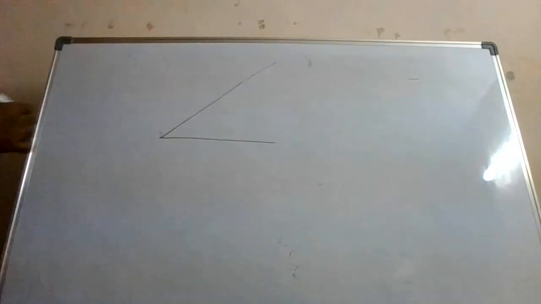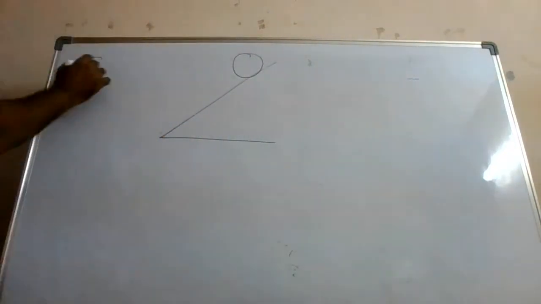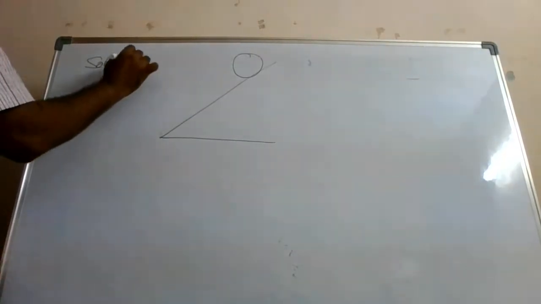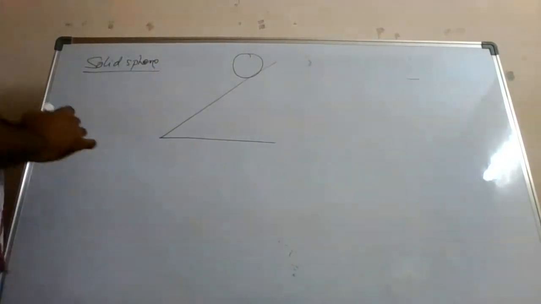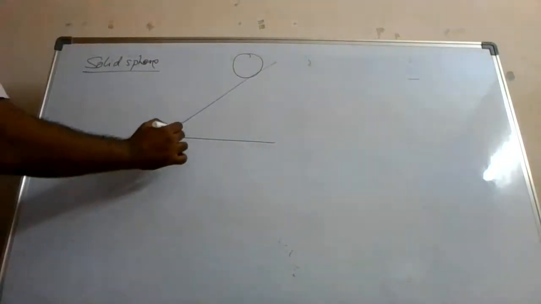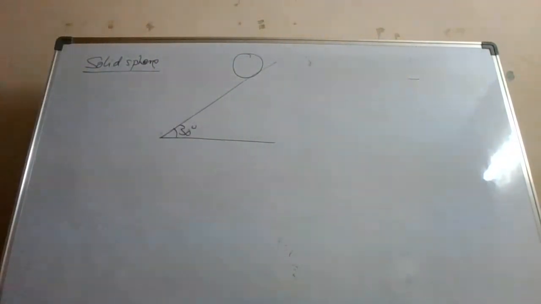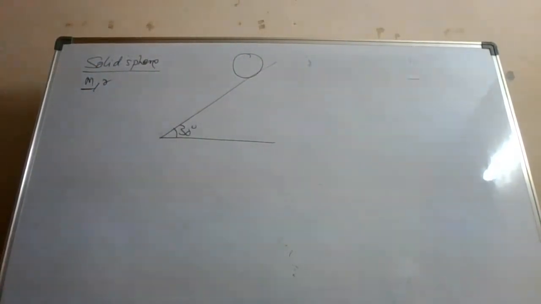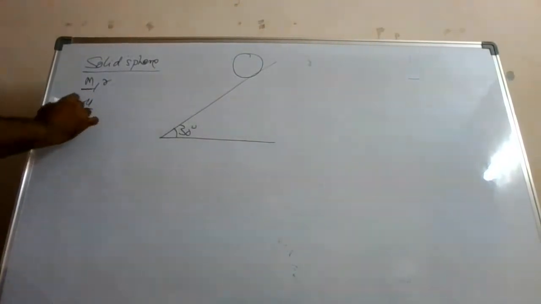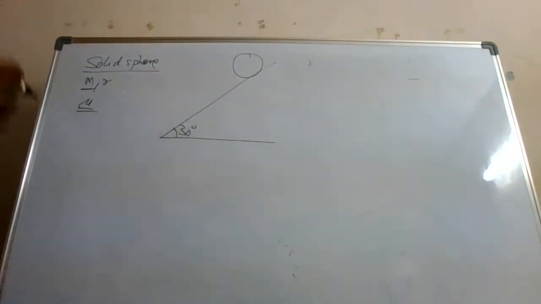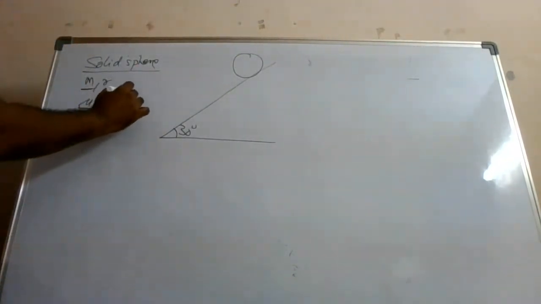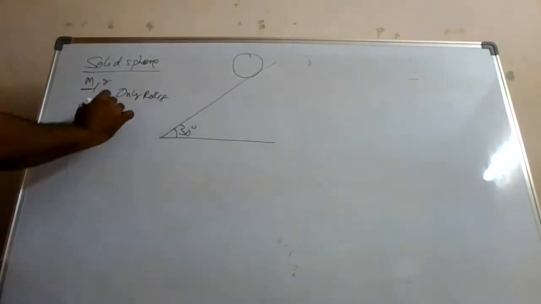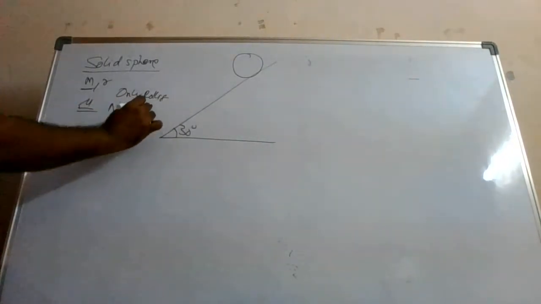Now, let us say on an inclined plane, here is given a solid sphere, and it is rolling down. This is our 30-degree angle. The sphere has a mass m and a radius of r. Now here you have to find out the value of mu, so that only rolling happens and no sliding. Only rolling, no sliding. Any question comes in this pattern?